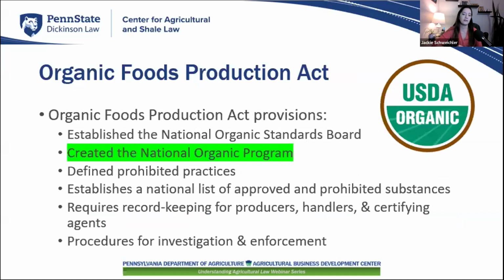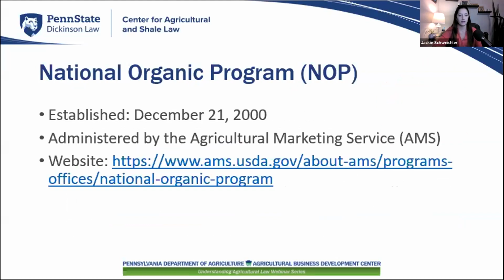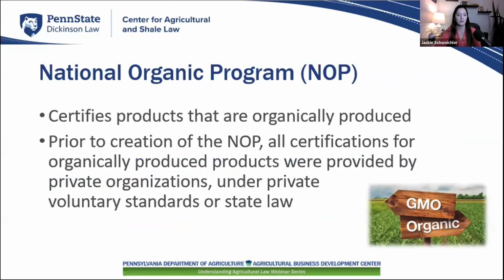The most recognizable part of the Organic Foods Production Act is the National Organic Program. We're going to spend most of our time while we're talking about organics on this particular section. So the NOP began in 2000. It's administered by the Ag Marketing Service, and I will link to the website on this page in case you're interested in learning more. The National Organic Program certifies products that are organically produced. So when you pick something up at the grocery store and the label says that it's USDA organic, it has been certified under the National Organic Program.